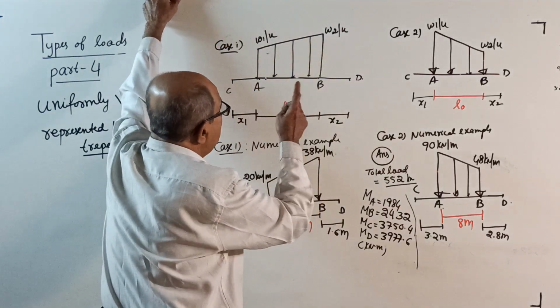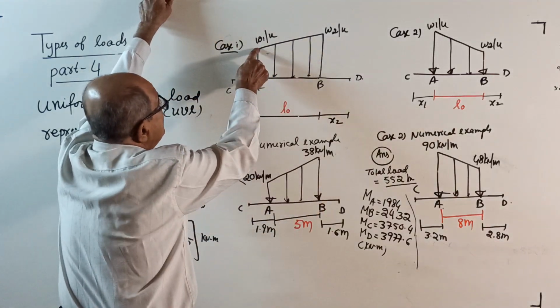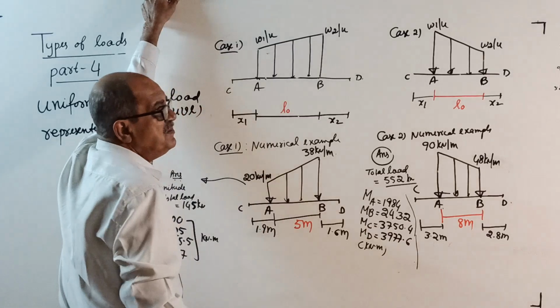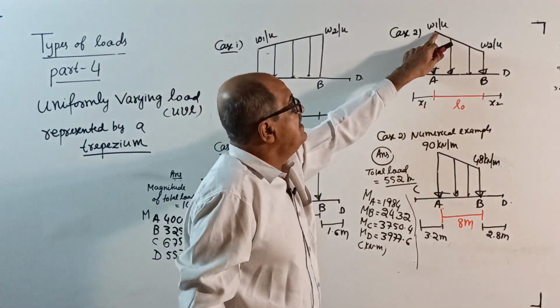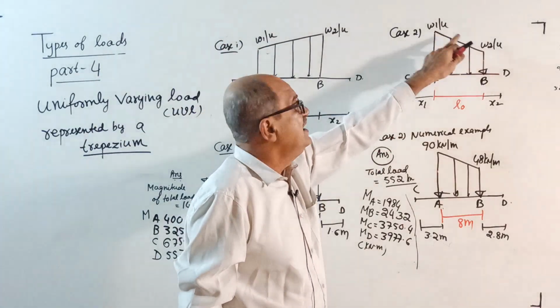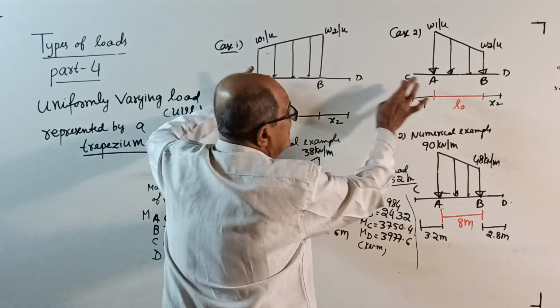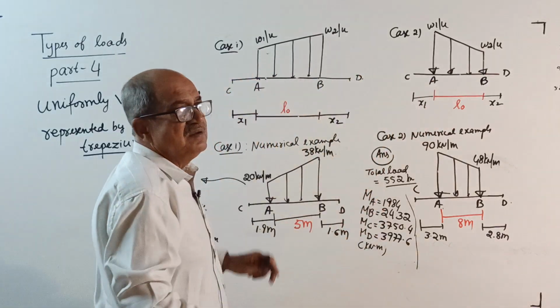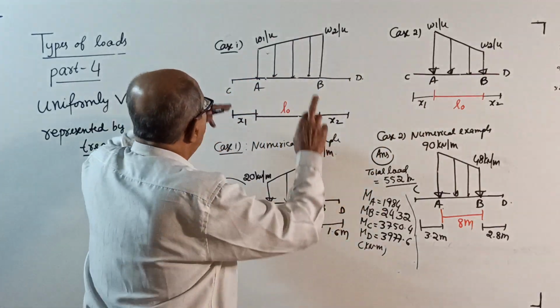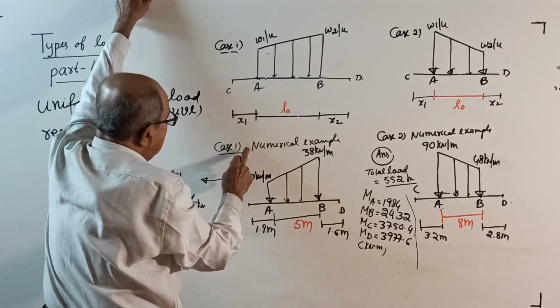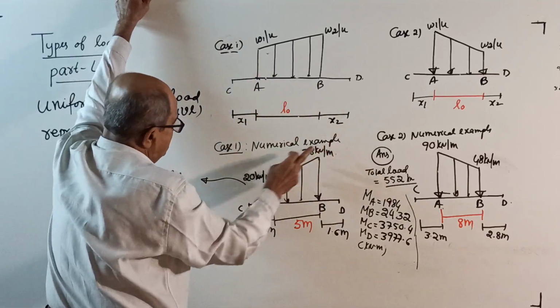Now, make a note later. W1 is the minimum intensity. W2 is the maximum intensity. Here, W1 is the maximum intensity, W2 minimum intensity. These two are the bookwork type. That is no numerical, general case. Now, for each of them, I'll give a numerical example. See, case 1, for this case, numerical example.